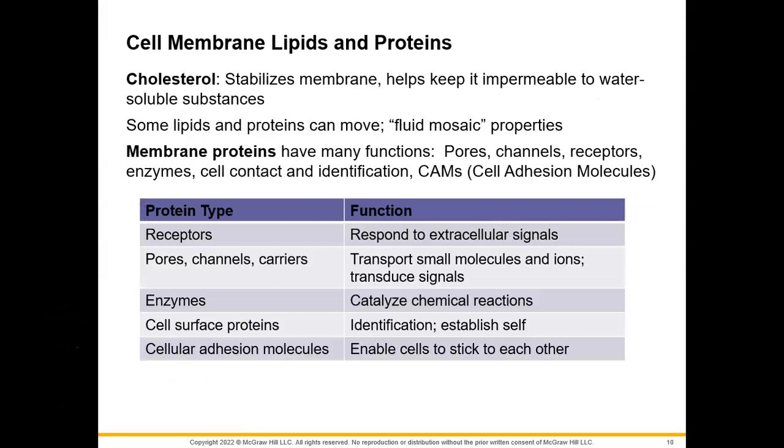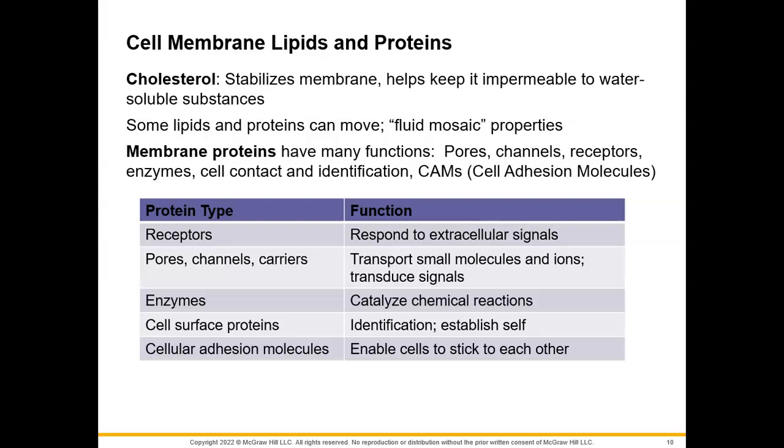Other cell membrane components include cholesterol, which stabilizes the membrane and helps keep it impermeable to water-soluble substances. Some lipids and proteins can move, and this gives our cell membrane fluid mosaic properties. Membrane proteins have many functions. There's pores, channels, receptors, enzymes, cell contact and identification proteins, and cell adhesion molecules, also known as CAMs.